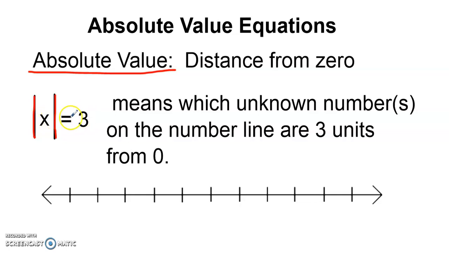That means that x is 3 spaces away from 0. So if this is 0 right here, 1, 2, 3 spaces would be 3. You can also go this way 3 spaces, which is -3. So absolute value means that you're going to have two different answers. You can have the positive version and the negative version, but whatever number you put in here, it's going to pop out positive.